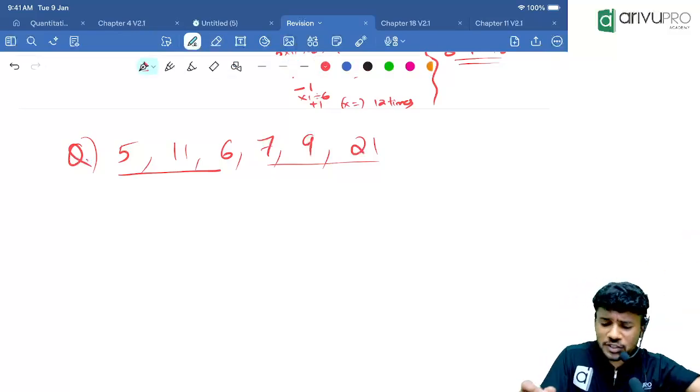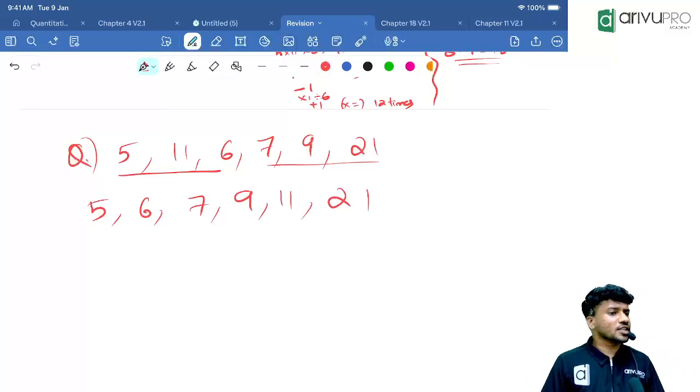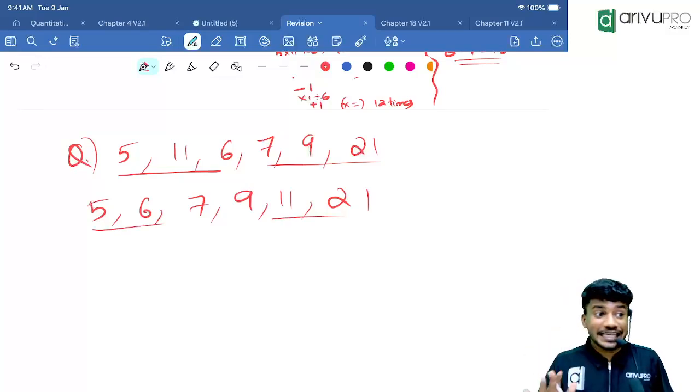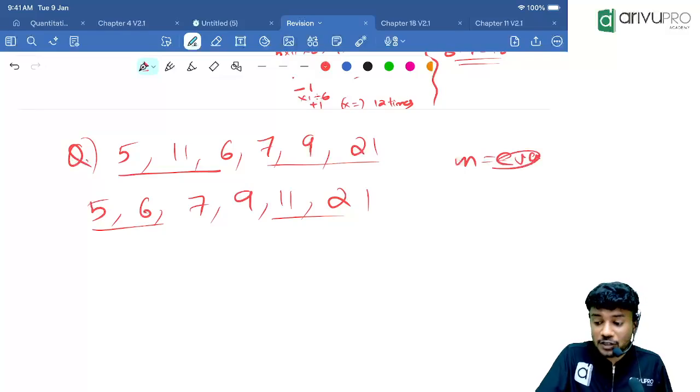So how is the increasing order? Which is the first number? 5, 6, then 7, then what, people? 9, then what? 11, then what? 21. Anything we missed? No. How many terms are there? 6 terms are there. That means N is how many? Even. Correct? N is equal to 6. That means N is even.